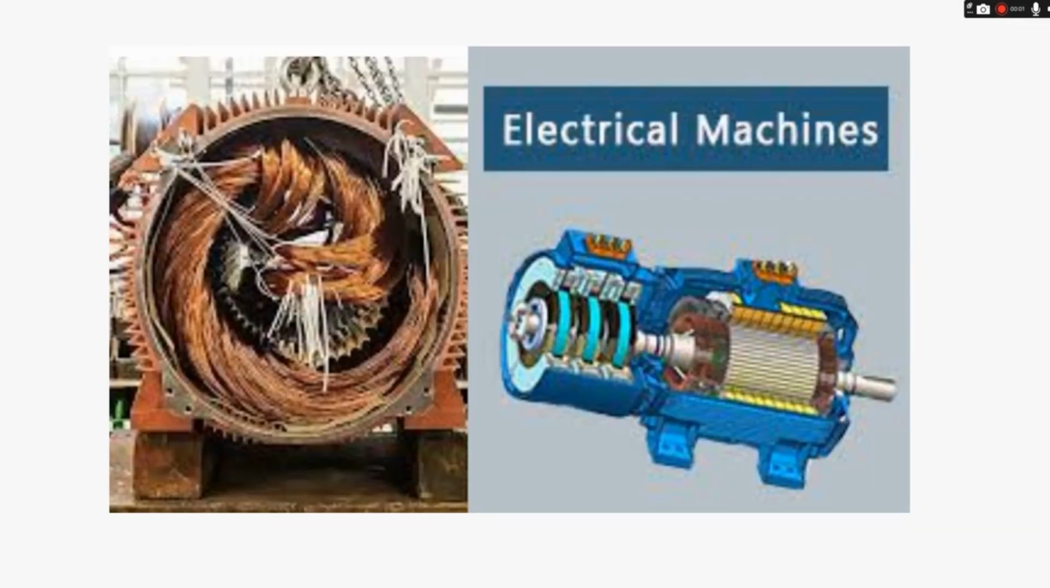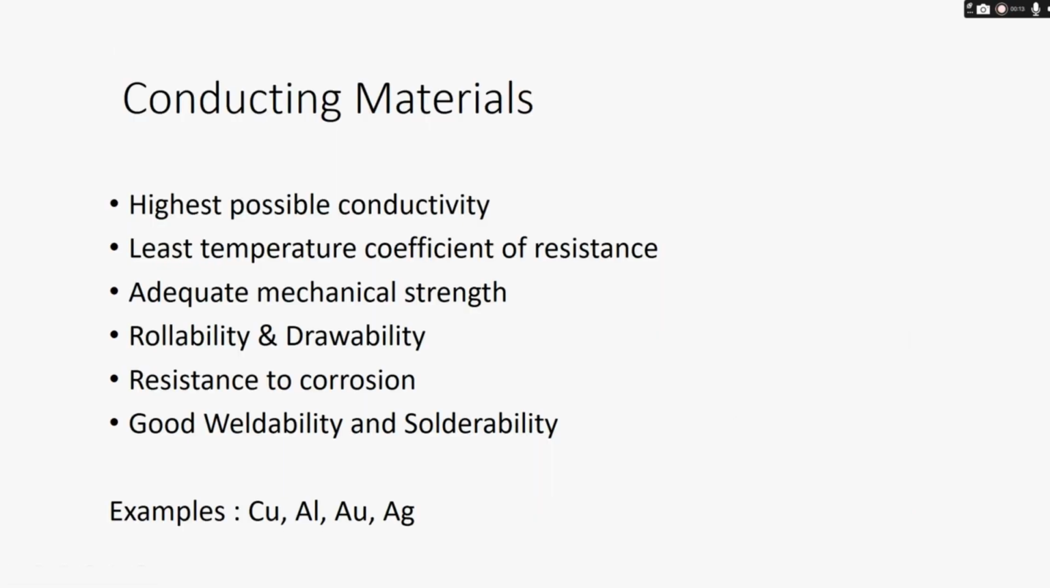Hello everyone. Today we are starting on topics of electrical machines, and we'll start with conducting materials. These are materials that we have to understand for electrical machines. Conducting materials are those that have the highest possible conductivity. They allow electrons to flow quickly through them.